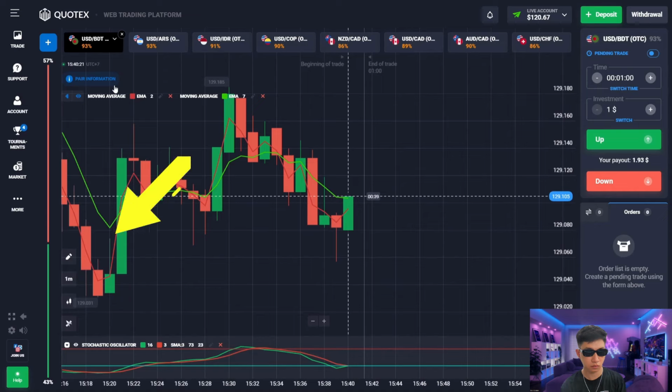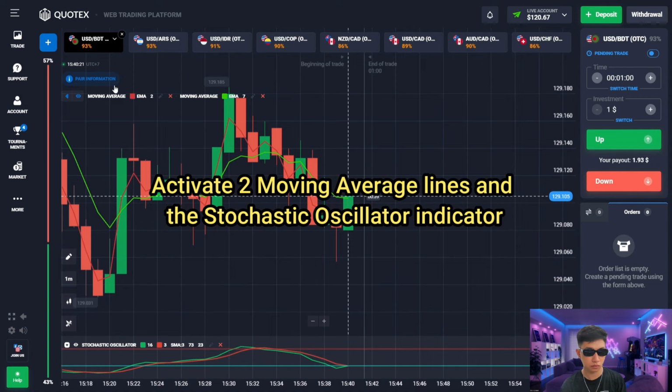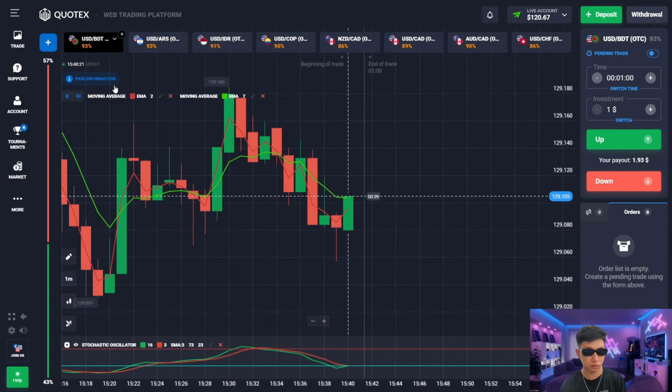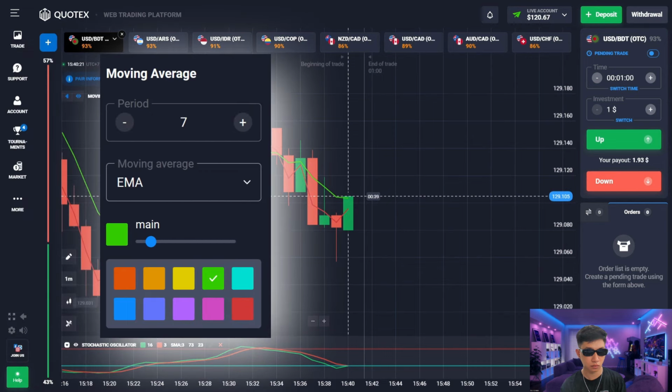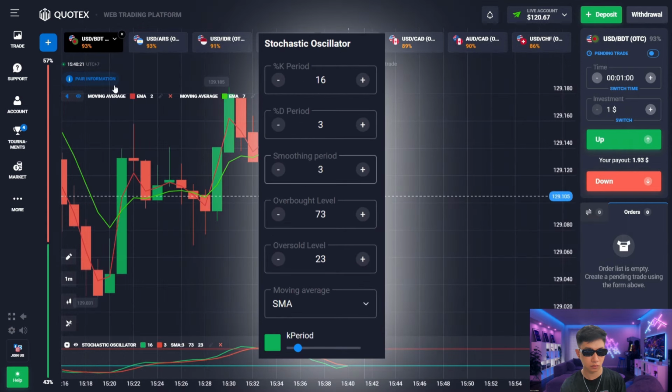I set up a 1p candlestick chart and a 1p time frame. Access the indicator to activate two moving average lines and the stochastic oscillator indicator. With the first moving average, period 7, EMA, I chose the blue color and increased the thickness of the moving average. For the second moving average, period 2, EMA, I chose the red color and increased the thickness of the moving average. Stochastic oscillator data: 16, 3, 3, 73, 23, and I also thickened the indicator line.